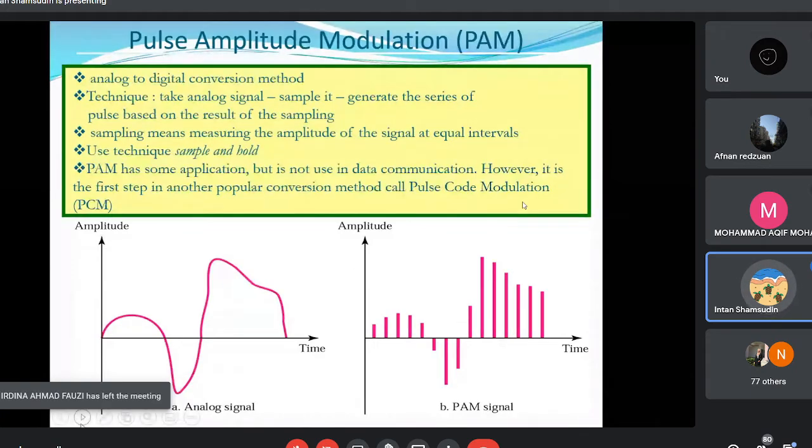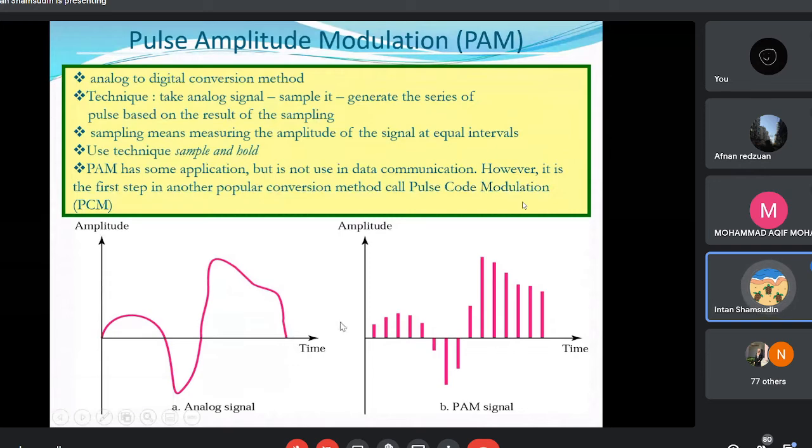Alright, so this is it. This is the analog signal, and you want to change it into a PAM signal. The first step before you change it into a digital signal is sampling, basically sampling. Sampling has 3 methods: ideal, natural and flat top. If you want to know more, you can refer to the textbook I uploaded in the Google Classroom.